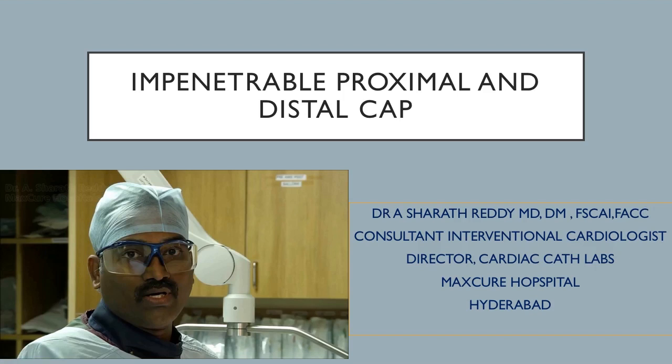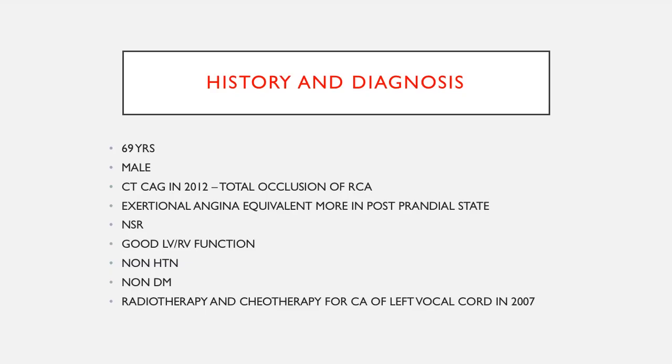In this session, I will discuss an RCA CTO with an impenetrable proximal cap and distal cap. History of this patient is: a 69-year-old male with a CT coronary angiogram done in 2012, that is 7 years back, showing total occlusion of RCA.